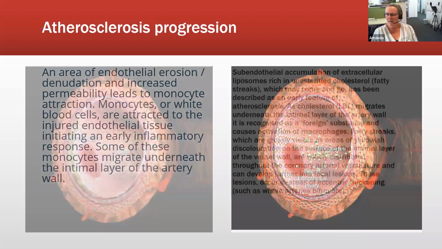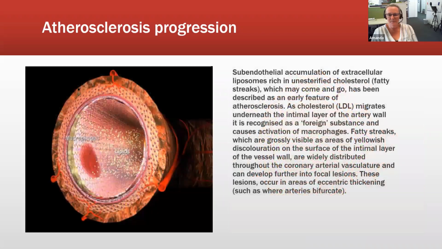So the next stage is the lipids. Lipids seem to love this kind of injury, and they hang out around it. They're not there all the time, they come and go, but you'll often find these fatty streaks around any injury in the arteries.